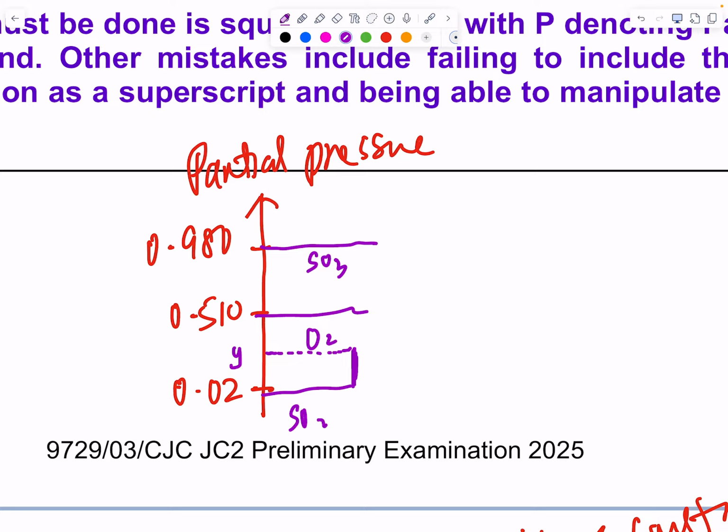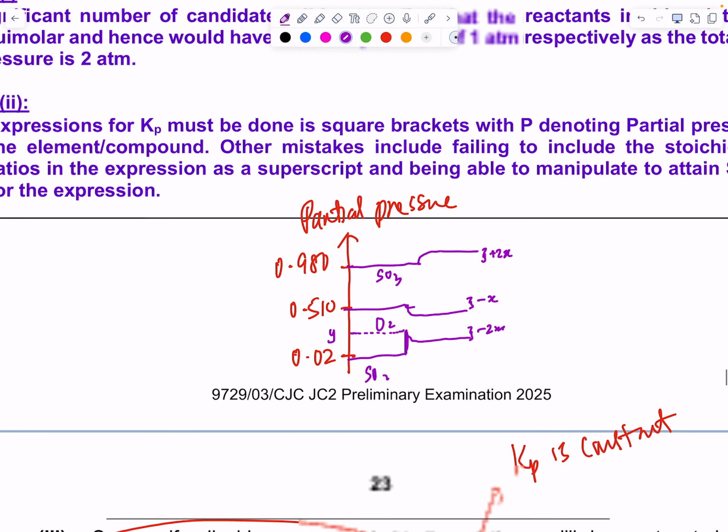Am I right? You all agree? So therefore, it will go down for our sulfur dioxide. Our oxygen as well will shift towards the right hand side, right? And for sulfur trioxide, it will go up. So this one here will go up by 2x. Why 2x? Because the mole ratio is 1:2. This one here will go down by x because it's 2:1. This one will go down by 2x.